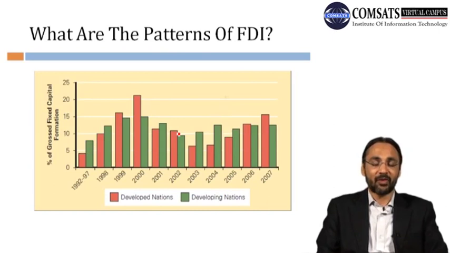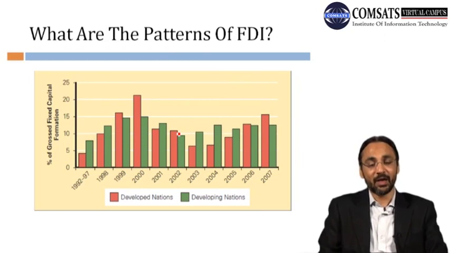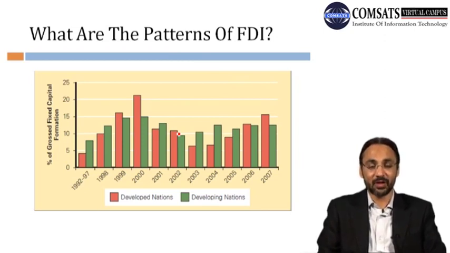Now the pattern of FDI in terms of gross fixed capital, and gross fixed capital means investment in fixed assets across the countries. Again, the figure divides FDI in terms of developing and developed nations. We see a similar trend, but the important thing is that the difference between developing and developed countries is not that much, and in certain years developing countries have a higher percentage of gross fixed asset investment compared to developed countries.